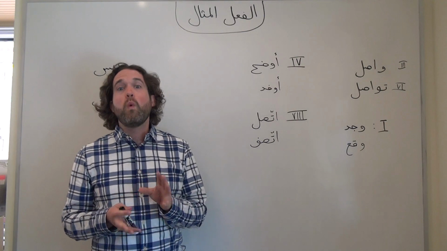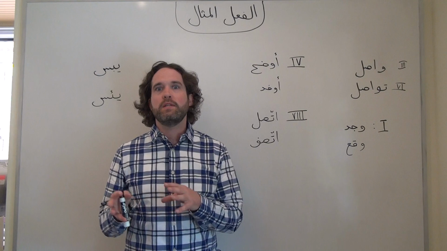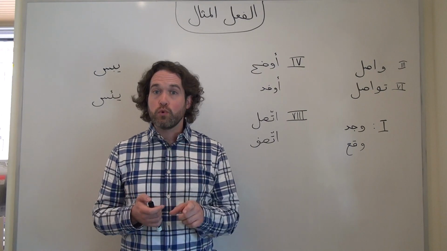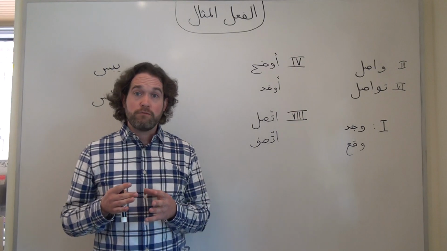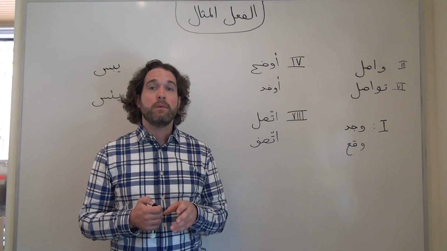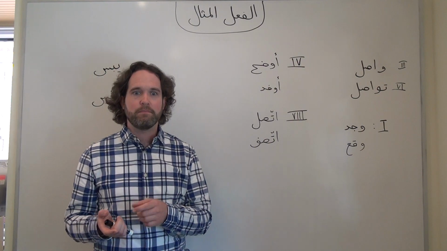Of those two letters, waw tends to be the more common of the two. We have a lot more verbs in Arabic whose judhur start with waw than start with ya, and that's where the majority of this video's focus will be, but we will talk a little bit about verbs whose judhur begin with ya at the end as well.